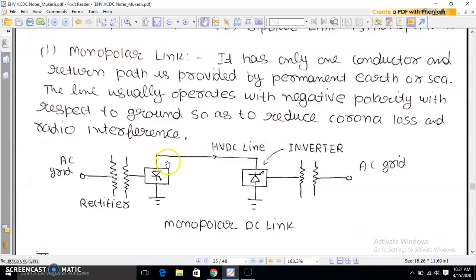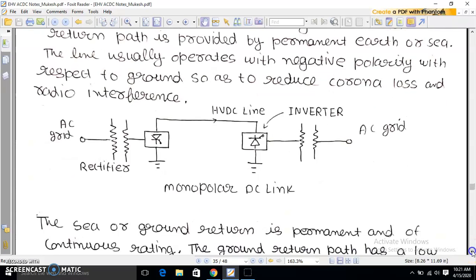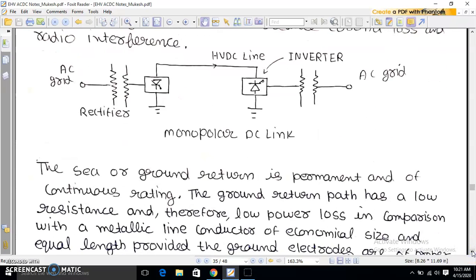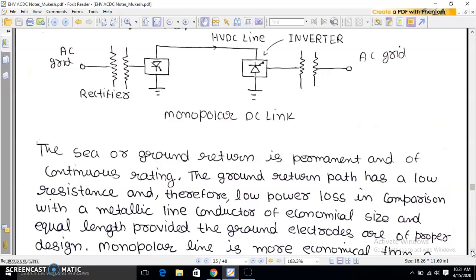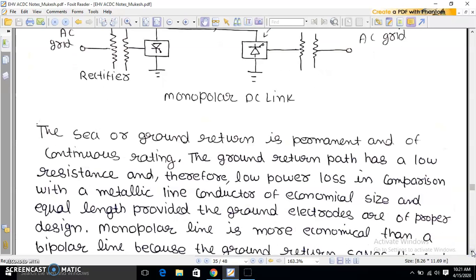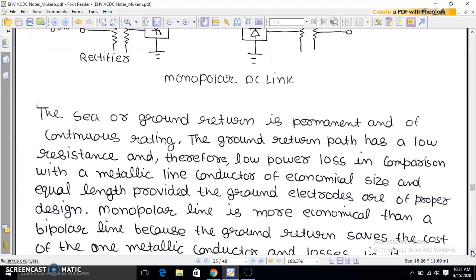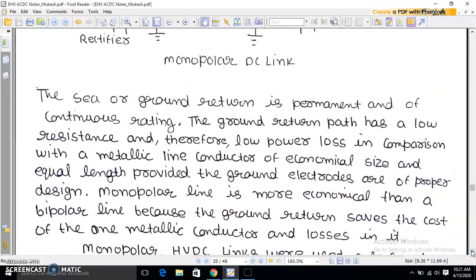Here you can see the diagram of the monopolar link. The sea or ground return is permanent and of continuous rating. The ground return path has a low resistance and therefore low power loss in comparison with a metallic line conductor of economical size and equal length, provided the ground electrodes are of proper design. Monopolar link is more economical than a bipolar link because the ground return saves the cost of one metallic conductor and losses in it.